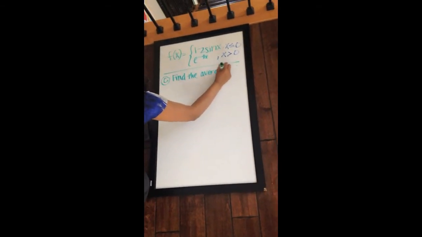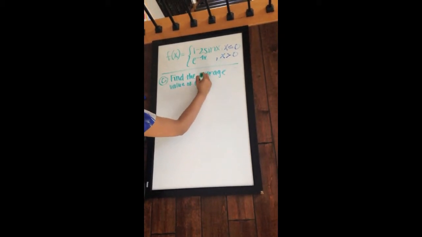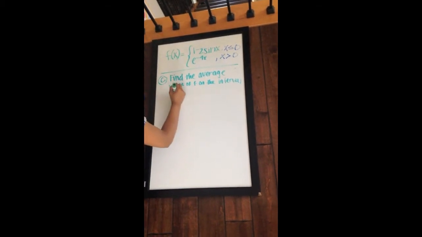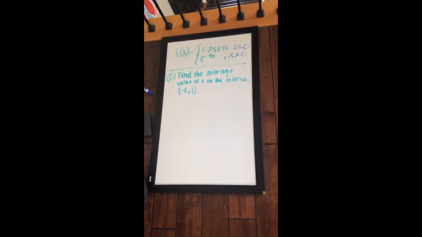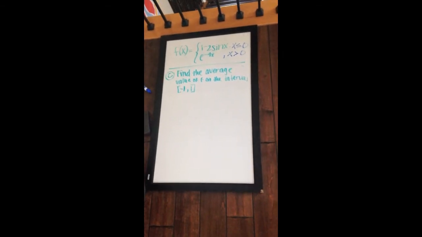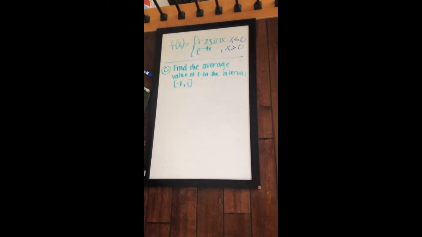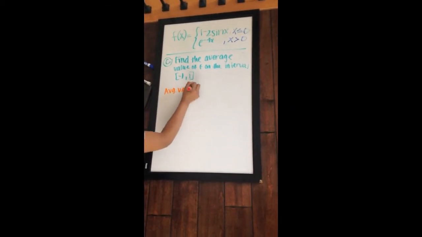So for part C, the question asks that you find the average value of f on the interval negative 1 to 1. We can already tell, just looking at the interval, that it's split between the piecewise function, since the piecewise function has two functions for values that change at 0. So I think that's what the AP test is actually testing us on in this question, is that we make sure that we split up the integral between the two functions.